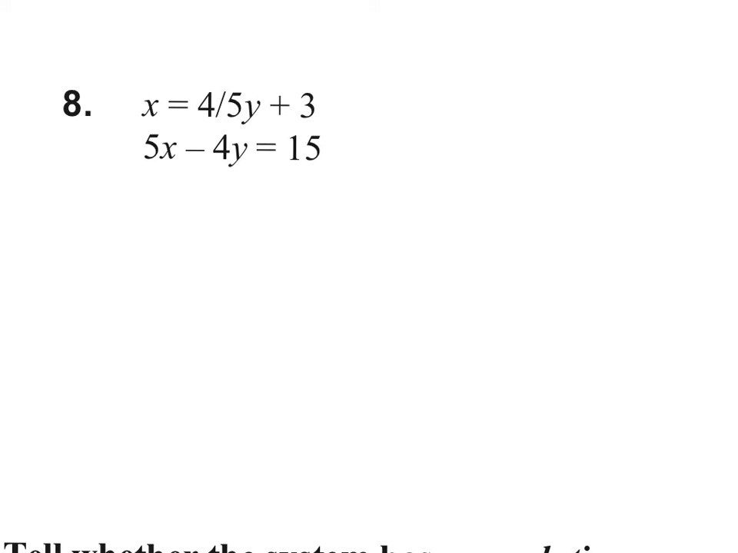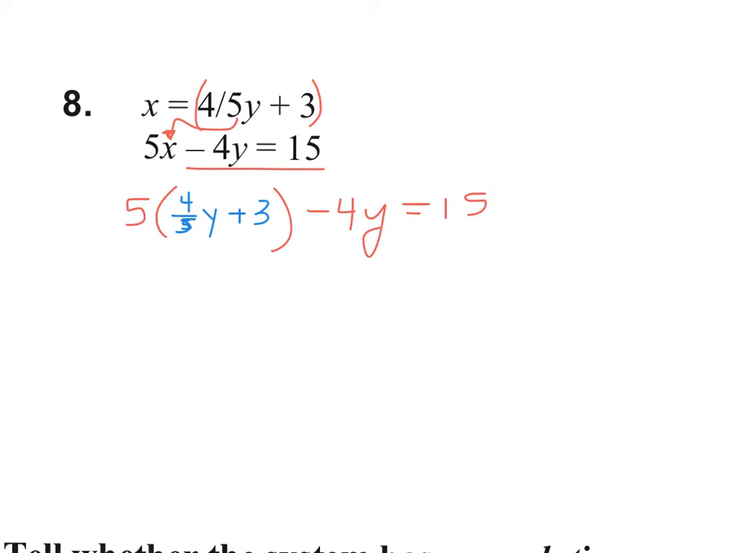We know what x equals. X is equal to this. We're going to put that in place of this x. So it's going to be 5 times 4/5 y plus 3. Okay, minus, now we're picking up here, 4y equals 15.